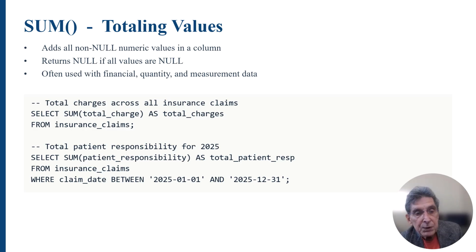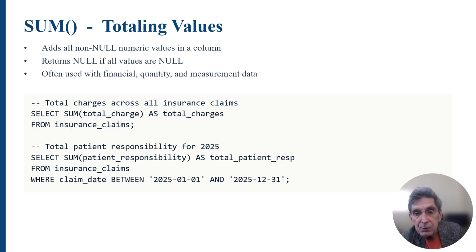The first one is we want to total the charges across all the insurance claims. So how are you going to get that information returned to you? You're going to select the sum of total charge, and you give it the alias that we're going to call this result total charges, and it's coming from the table insurance claims. So there's a column in insurance claims, the total charge, and when we do the select, it's going to sum all the charges for all the patients, from all the insurance claims in that table and give you your total charges back. Very straightforward. This is a common type of query.